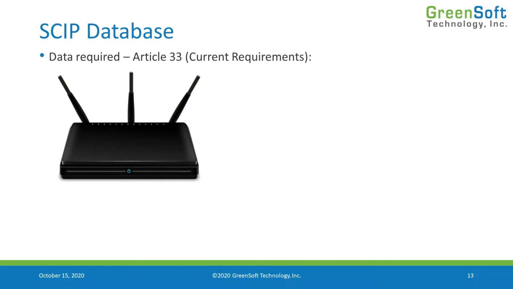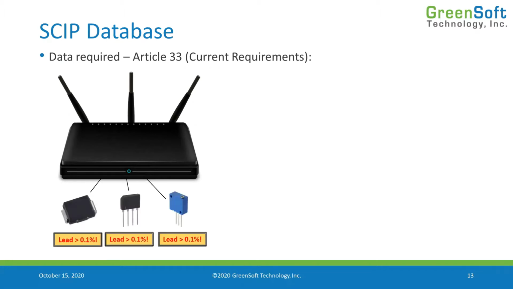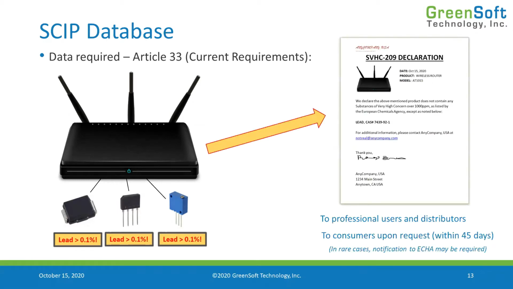So when we look at Article 33, if we contain, for example, 3 components in our product, and in this case I have a wireless router, and those 3 components contain an SVHC over threshold, in this case lead. Under the current Article 33 requirements, I'm required at a minimum to disclose to professional customers the name of the SVHC present. So I have to provide an SVHC declaration that says, hey, this wireless router contains lead. That's basically the extent of my obligations.